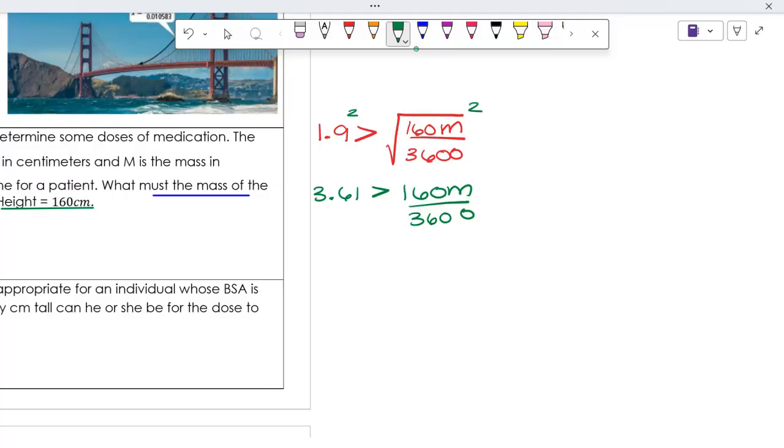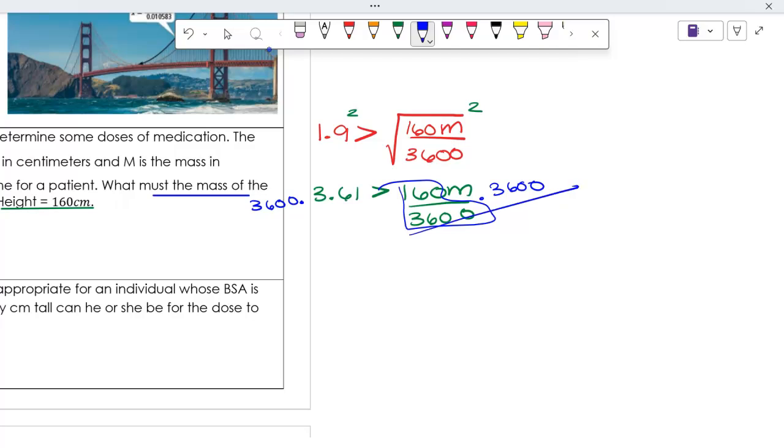Now, to get M by itself, I'm going to multiply both sides by 3,600. Keep in mind, at this step you honestly could get M by itself by multiplying by the reciprocal of the fraction you have right here, 160 over 3,600. You could multiply by 3,600 over 160, get it done in one step, or you can take two. I feel like most people will probably take two.